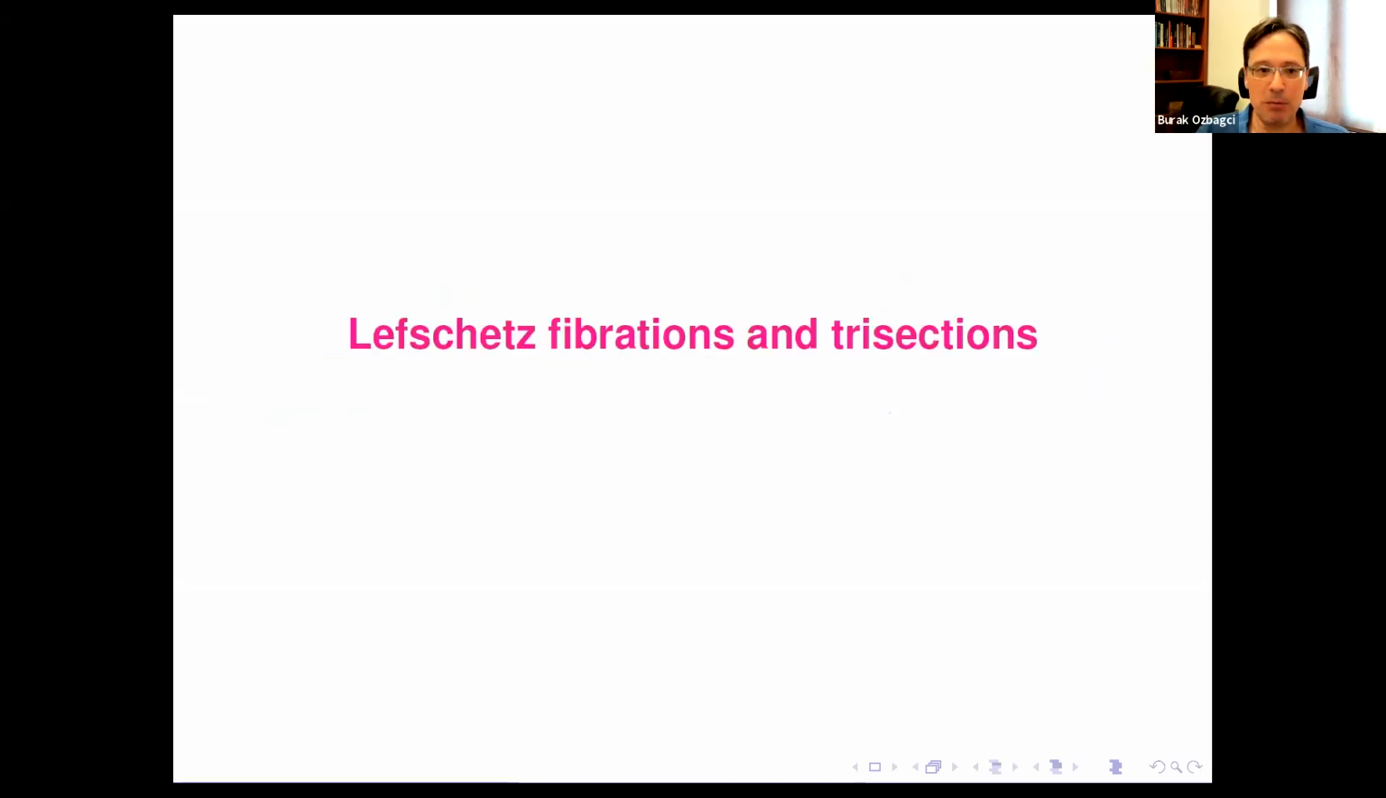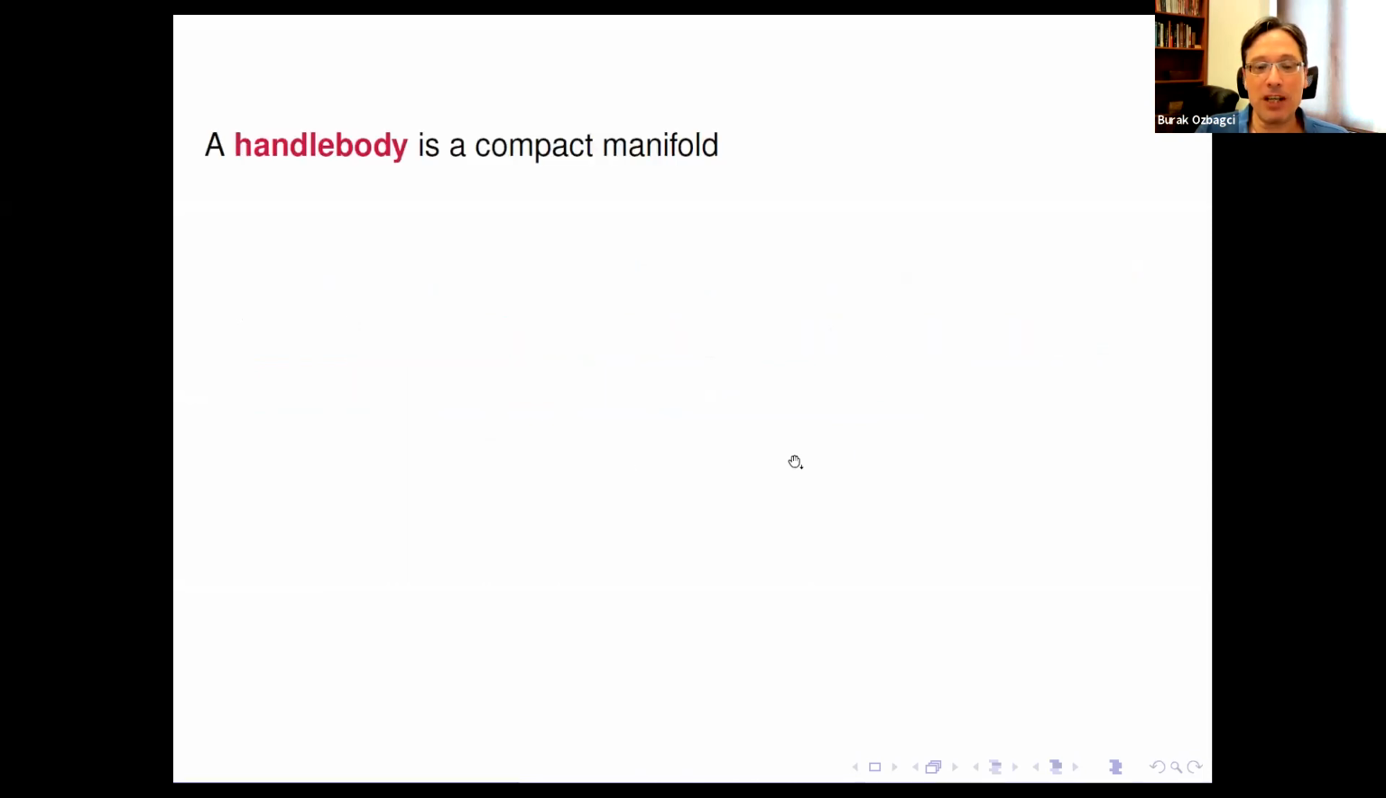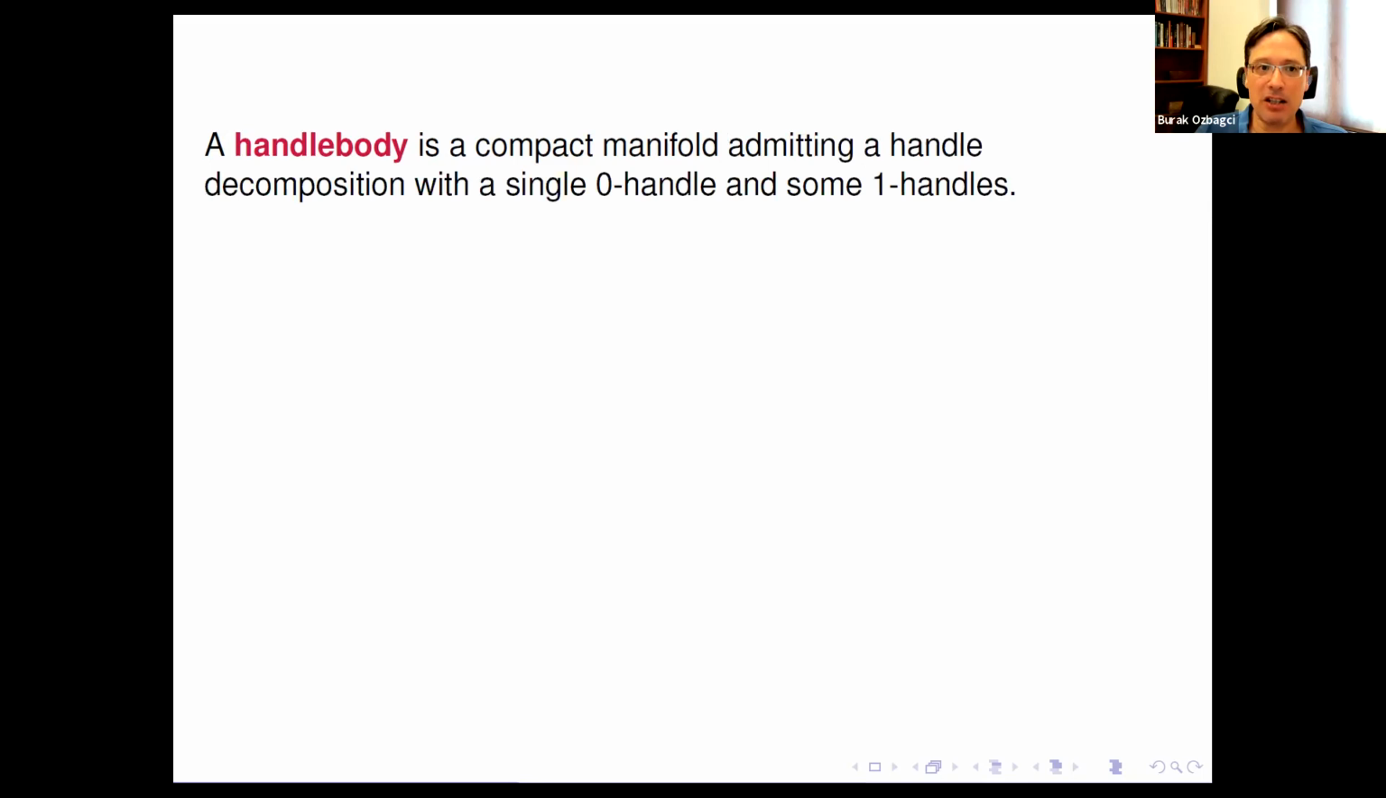Now, finally, let me mention Lefschetz fibrations and trisections. The whole talk today was about decomposing 4-manifolds and 3-manifolds in different ways. There's one more that appeared recently, which is called trisections. I'll give the definition of a trisection in very low technical terms. A handlebody is a compact manifold admitting a handle decomposition with a single 0-handle and some 1-handles. In different dimensions you have different 0- and 1-handles, of course, but the definition of a handlebody is just this decomposition.